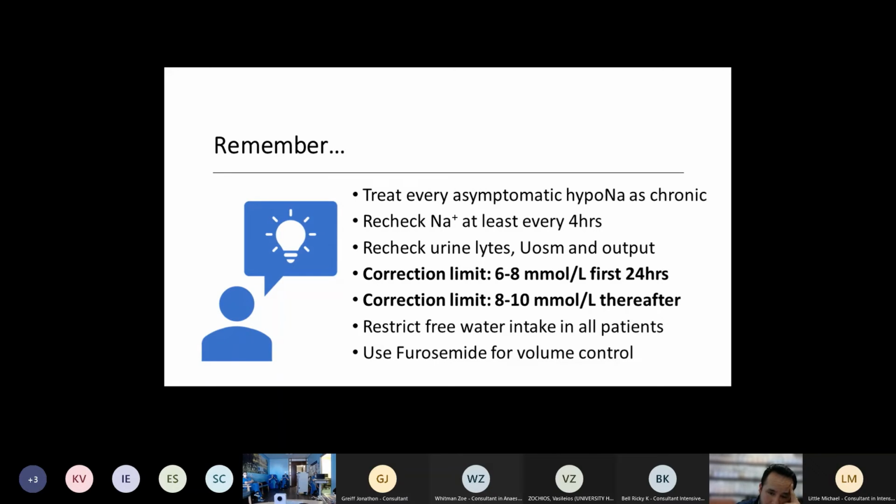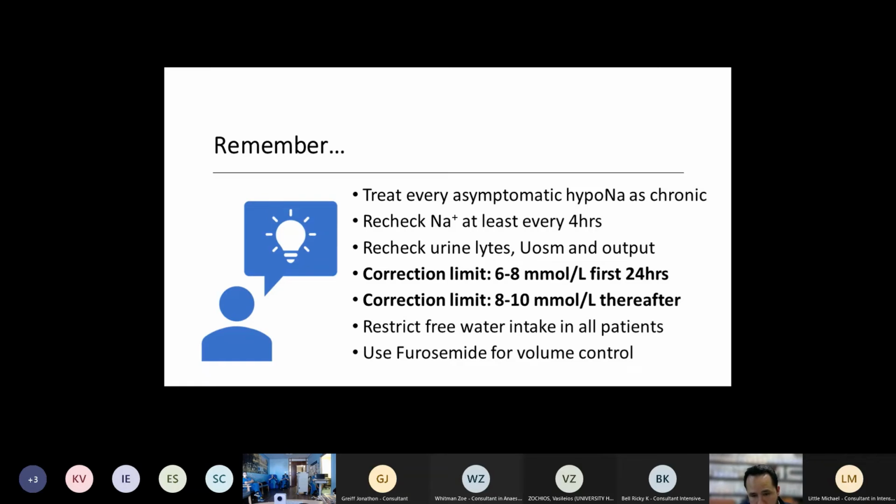So until now, we should always consider that unless we have actually witnessed how fast the hyponatremia has developed, we should consider it as chronic, and just recheck sodium frequently, particularly during the first days of the treatment. It's a good idea to check urine electrolytes, osmolarity, output. We should aim not to correct more than 8 millimoles in the first 24 hours. We may be able to correct another 10 millimoles the next day.